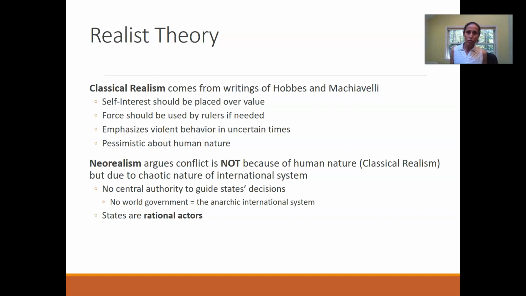The other kind of realism is neorealism or structural realism. And here we are not focusing on human nature and the fact that people are greedy and power hungry, but we are looking at the structure of the international system. And if you look at that, you can see that there is no central authority in international politics. There is no world government. There is no hierarchy. And this is unlike domestic politics.